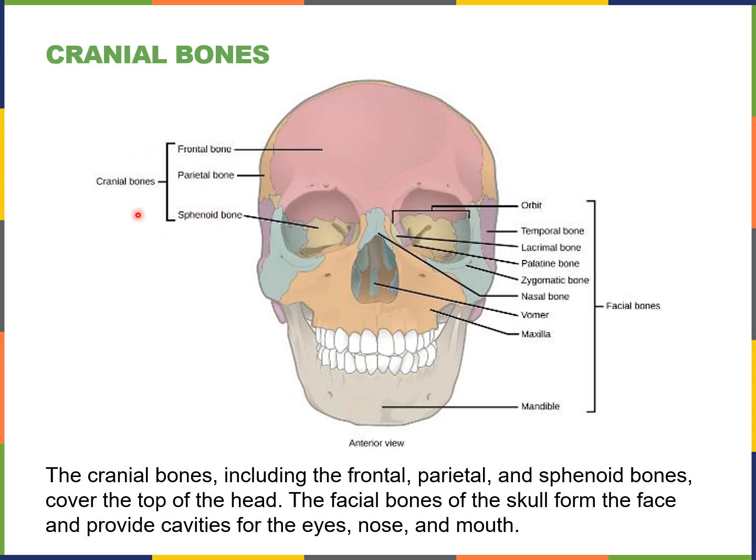Those are our cranial bones, and then we also have our facial bones over here that you can see, including our maxilla and mandible. And these basically are forming the face, and they're providing the cavities that we have for our eyes and our nose and our mouth.